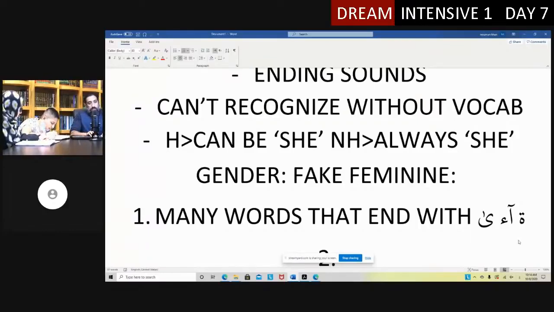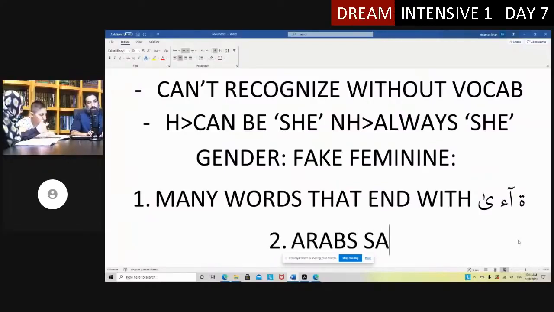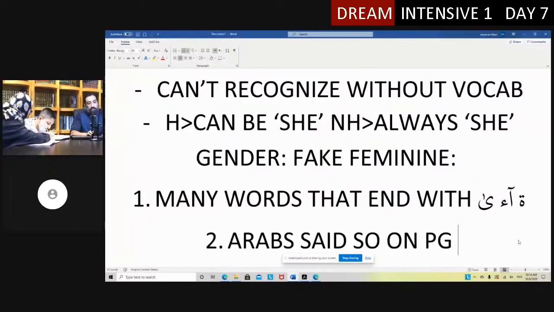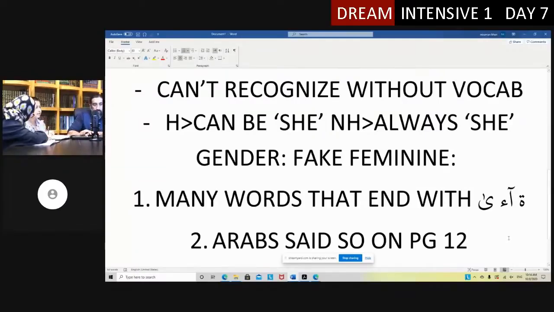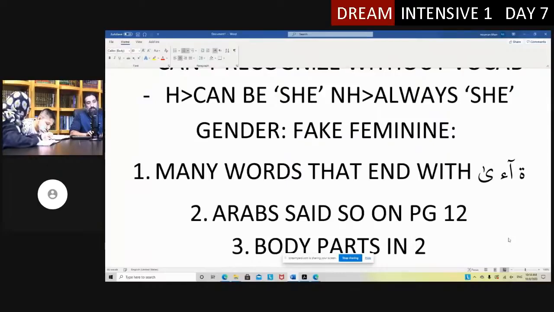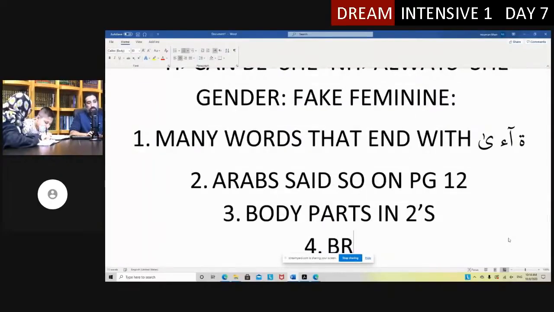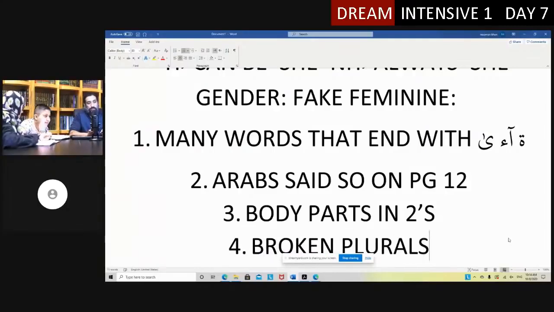Then there is Arabs said so on page 12. Body parts in pairs. And broken plurals.